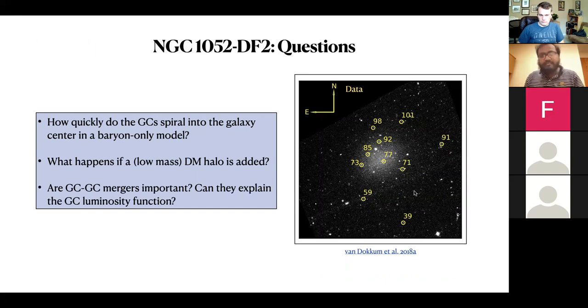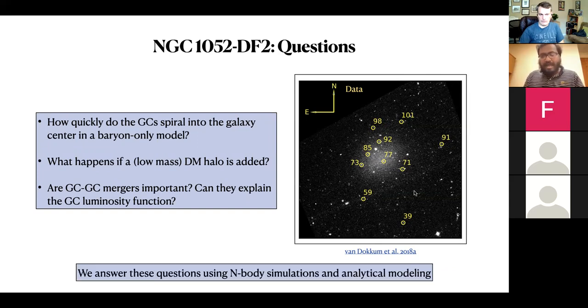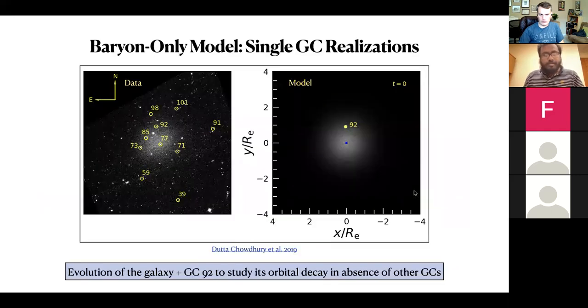The reason we're thinking about mergers is because there are these 10 globular clusters, and there's also another reason which I will tell you later. And if mergers are relevant, then can they explain the anomalous luminosity function of the globular clusters? We answer these questions using n-body simulations and analytical and semi-analytical models. Okay, so let's first put one globular cluster and see what happens.